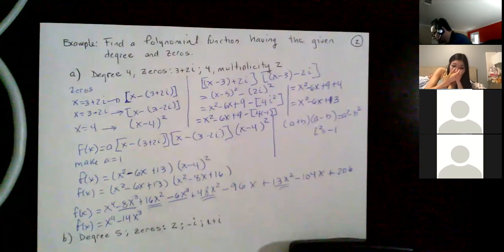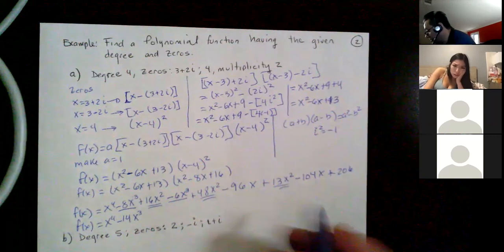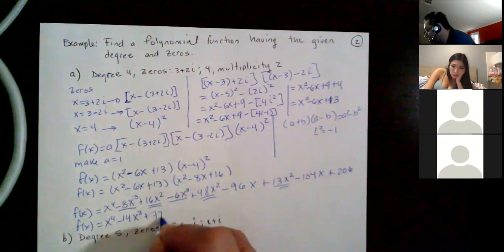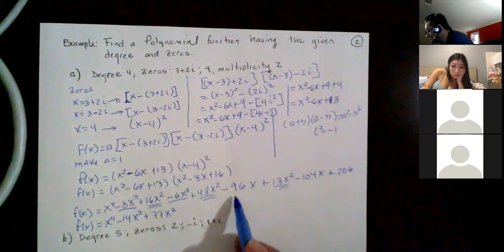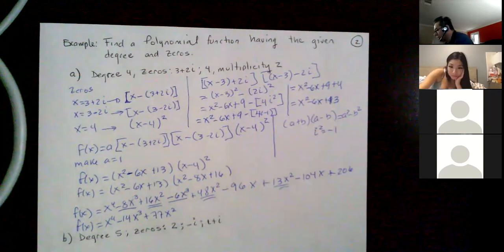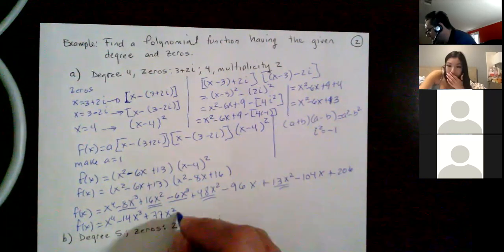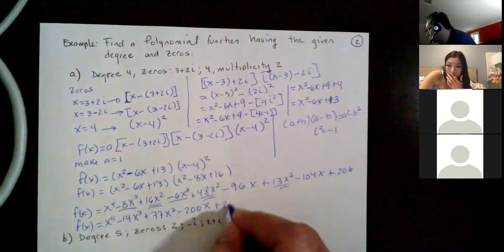16 plus 48 plus 13, that will be 77x squared. Now what is left here? What is negative 46, negative 96 minus 104? I think that would be 200 minus 200x plus 206.